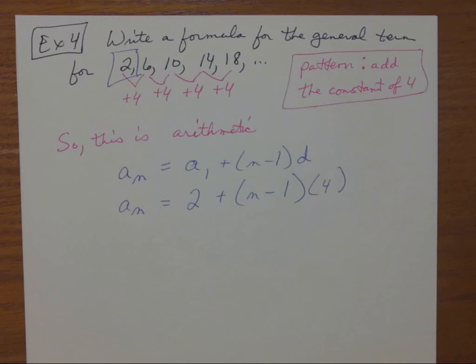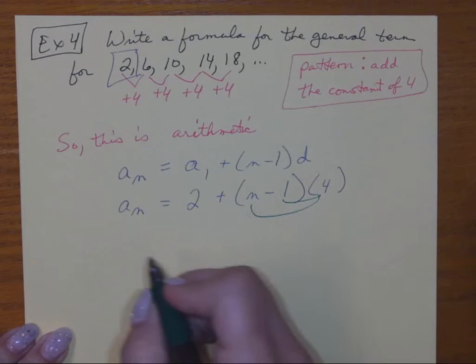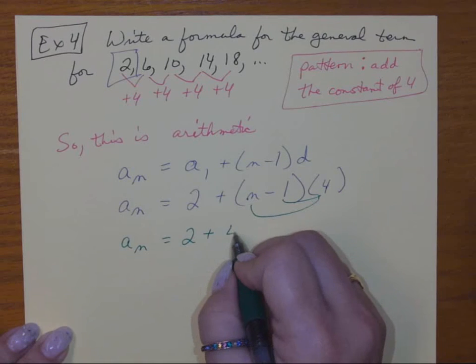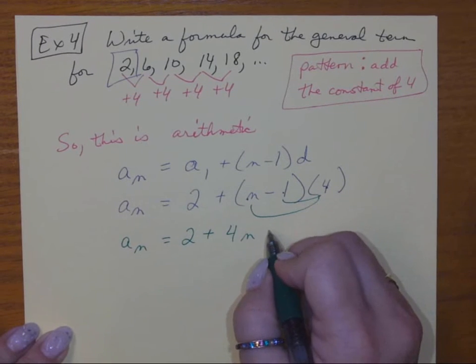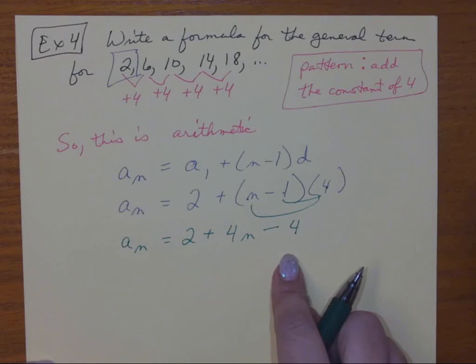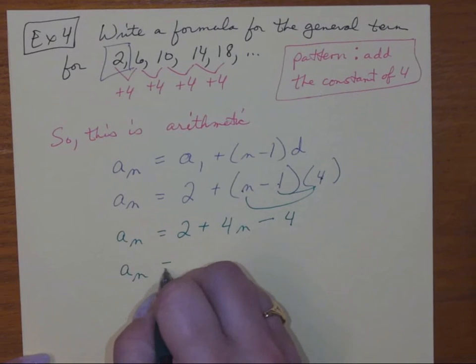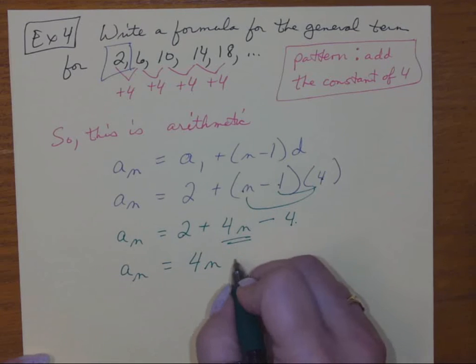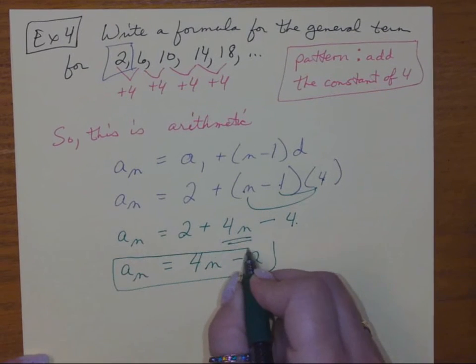I would see something like that, but unfortunately, for the actual final product, it'd be nicer if I had something nicer looking than that, right? So what can I do here? Yeah, I can distribute that 4 through, right? So a sub n is 2 plus 4 times n is 4n, and 4 times 1 is 4, but it's a negative, minus 4. So now I can combine some like terms and make that even prettier. A sub n is equal to, and I'm going to move the 4n out in front, 4n plus 2 minus 4 is minus 2. Look how nice and pretty that is.